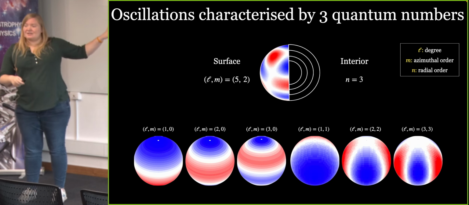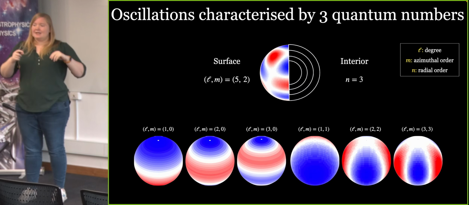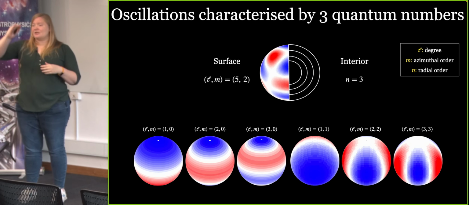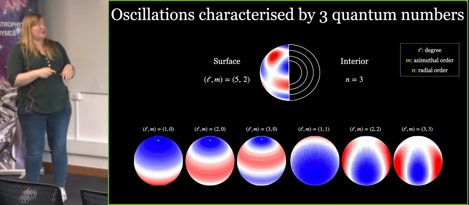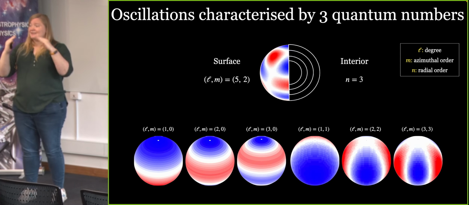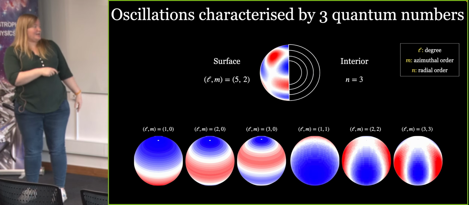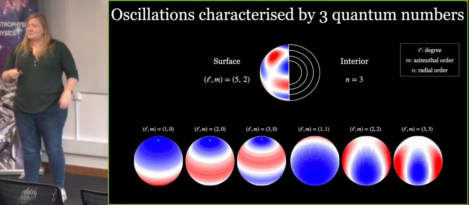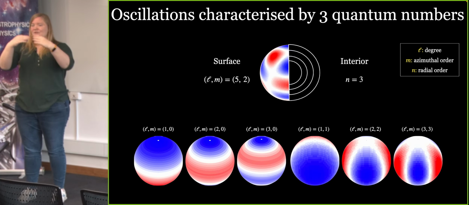The degree L is the total number of nodes on the surface of the star, so these are these wide nodal lines that you see here. The number M, the azimuthal order, is the number of nodes that are crossing the equator. And the radial order N is the number of concentric nodal shells inside of the star, right? So nodes in 3 directions. You see in the bottom panel some different examples or combinations of number of surface nodes and surface nodes across the equator.